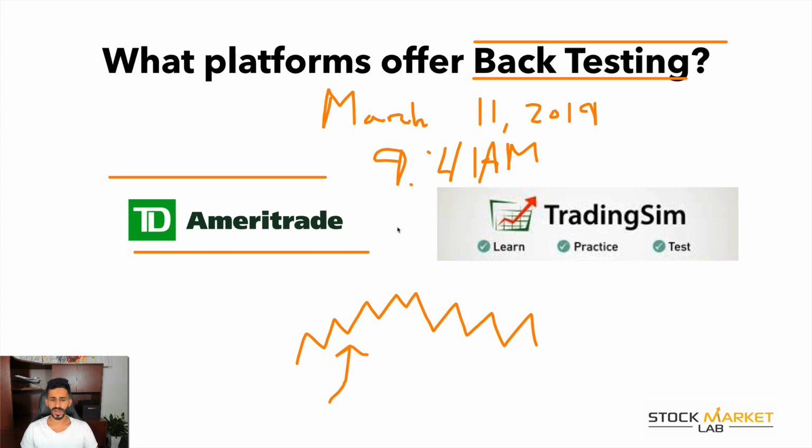That's what I'm talking about. TD Ameritrade has something called on demand, right? Which is a form of backtesting. That on demand feature allows you to go back in time and practice. It's kind of similar to paper trading in a sense, right? But with paper trading, you can't go back in time. With on demand or backtesting, you can go back in time and you can trade a certain stock.